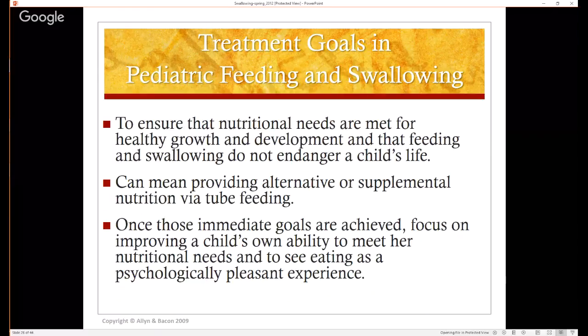Going back to the middle where it talked about alternative or supplemental nutrition via feeding tube or tube feeding, this can be done through a nasogastric tube or also a G-tube or gastrostomy tube. And those are two different types of tubes that can be used as alternatives to feeding.